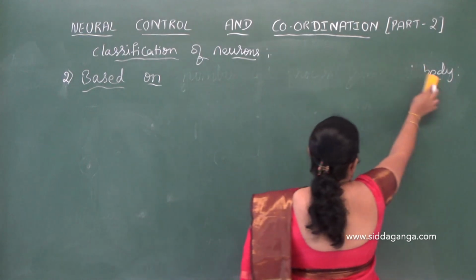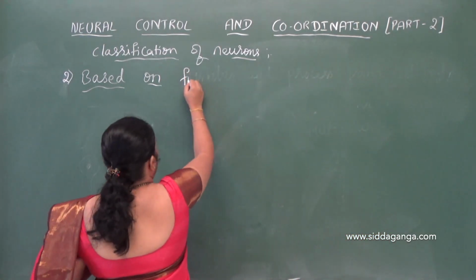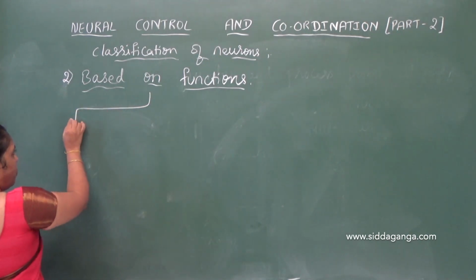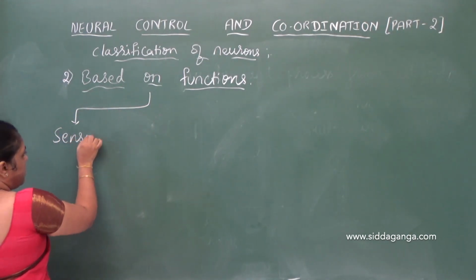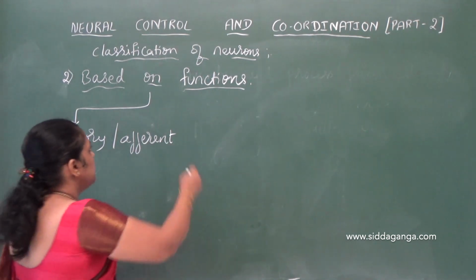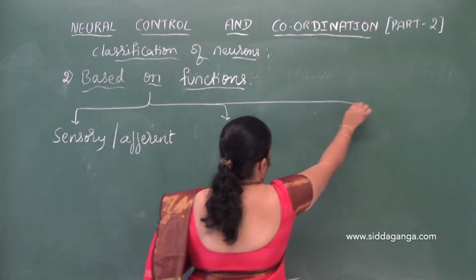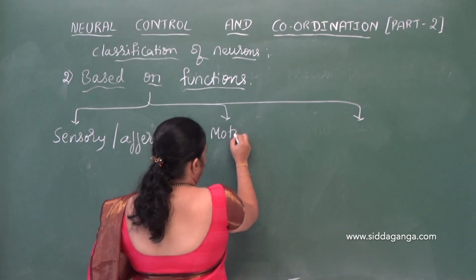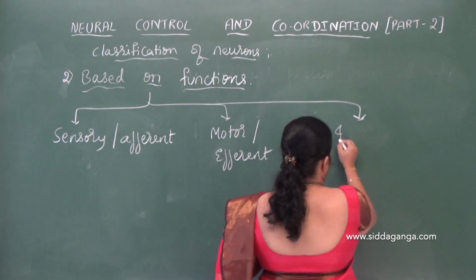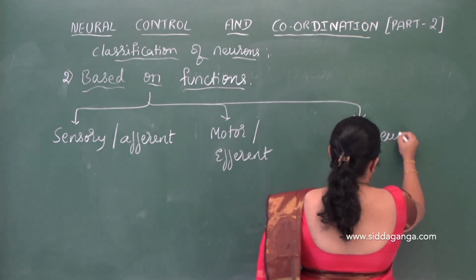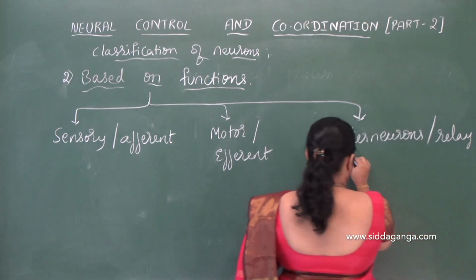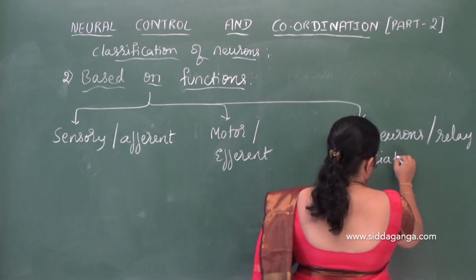Based on functions, we have again 3 types of neurons: sensory neurons or afferent neurons; another one is motor neurons or efferent neurons; and the third one is interneurons, or relay neurons, or association neurons.